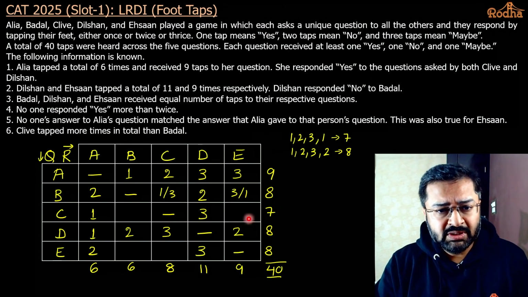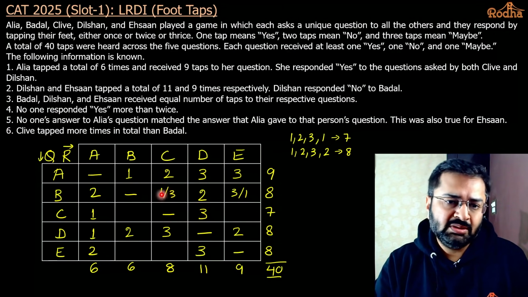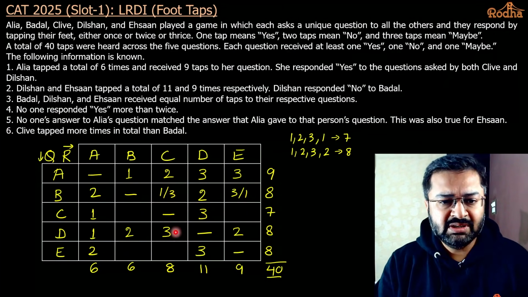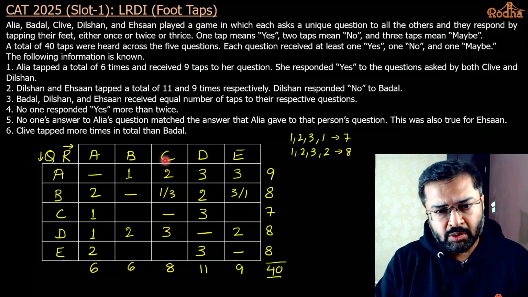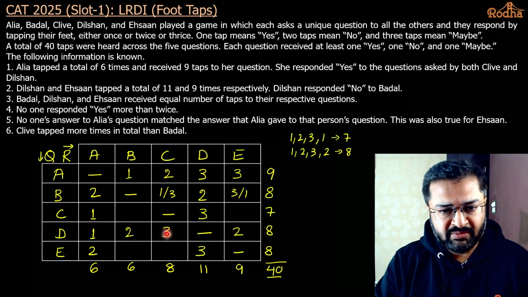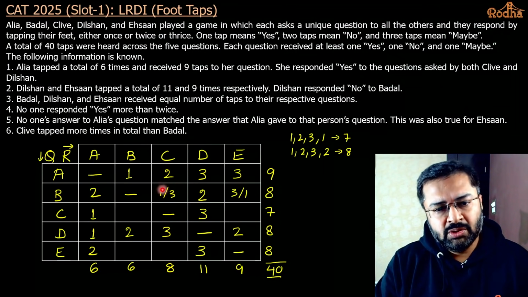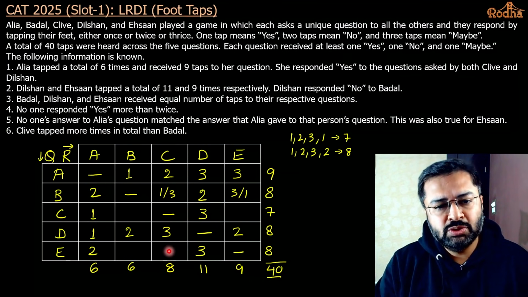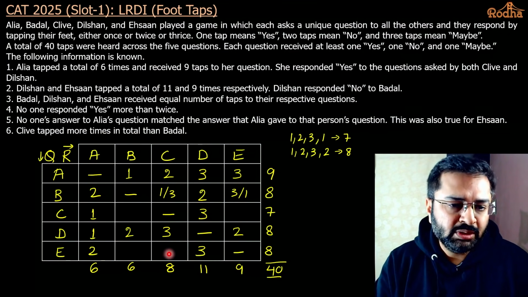Now, if you look at this, can we put a 3 in this cell? No, we cannot put a 3 here. The reason is that look at this column of C, responses of C. This is already a 2, this is already a 3. So 2 plus 3, 5. 8 minus 5 would be 3. So if we give this 3 here, this becomes 0. There is no response like a 0 here. It has to be 1, 2, 3.